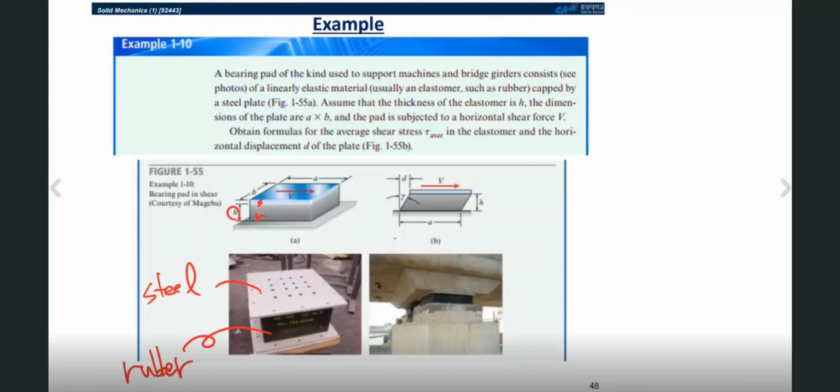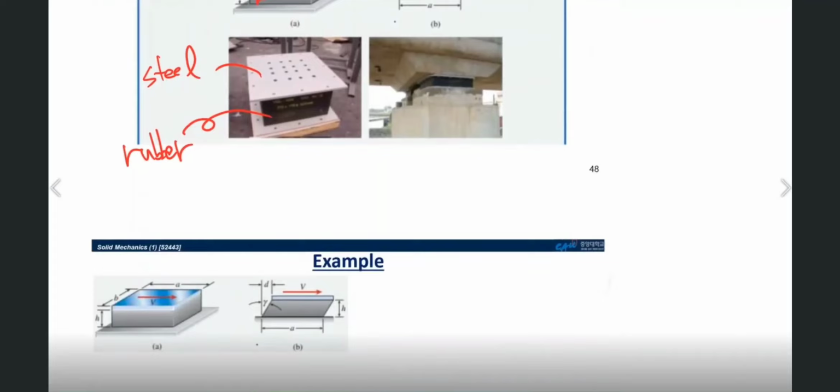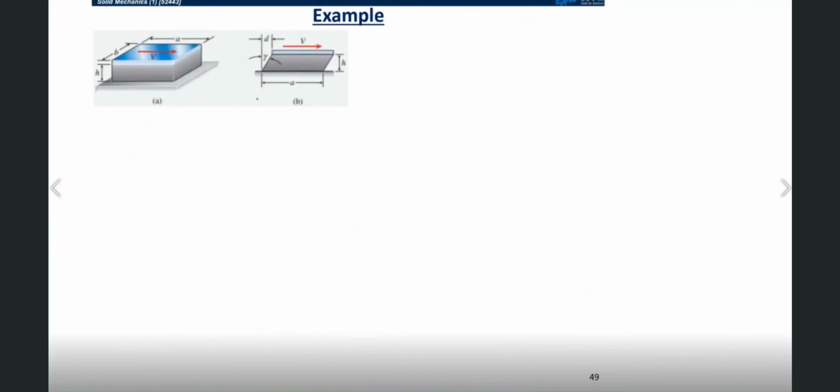And the dimensions of the plate are A cross B. And the pad is subjected to a horizontal shear force V. In this case, you have to obtain the formulas for the average shear stress, tau average, in the elastomer, and the horizontal displacement D. So this way you can find the displacement D. Alright, then let's try to solve this example.